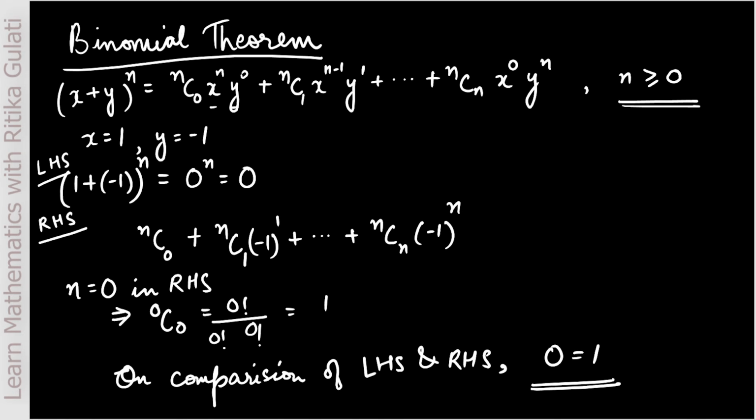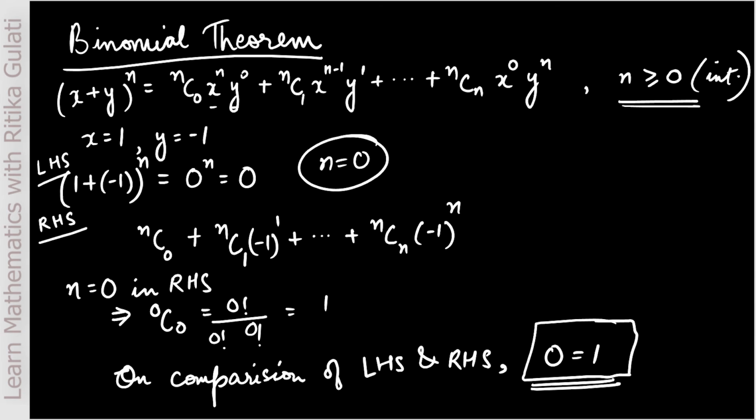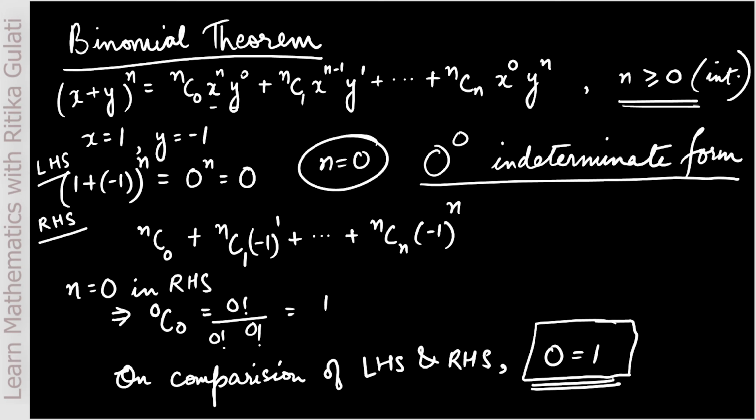So where is the problem? Let's check it out once again. This is the binomial theorem, which is true for all n greater than or equal to 0 integers. When x is 1, y is minus 1, we have 0^n. Now if we put n equal to 0, this means we have 0^0, which is an indeterminate form. We cannot compare this indeterminate form with anything.